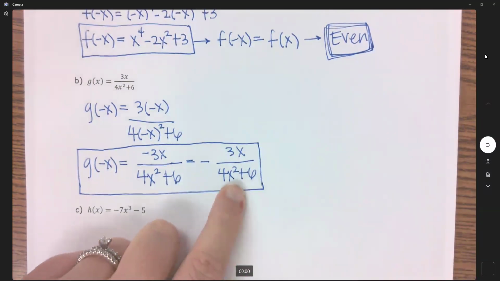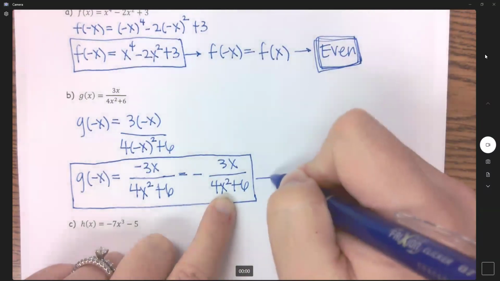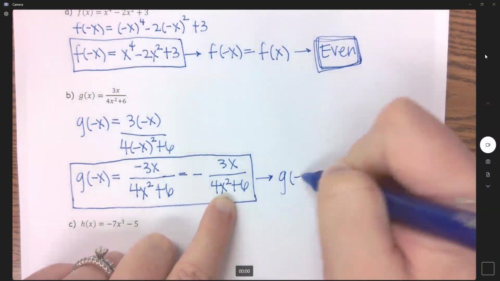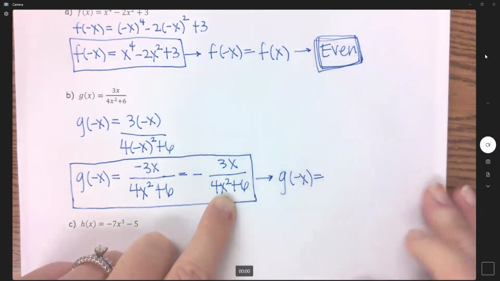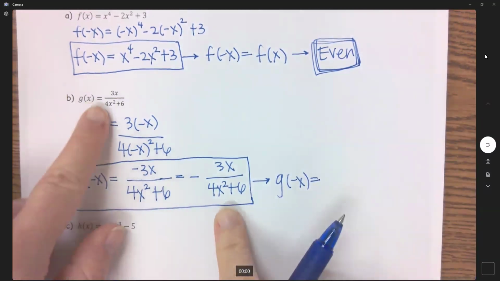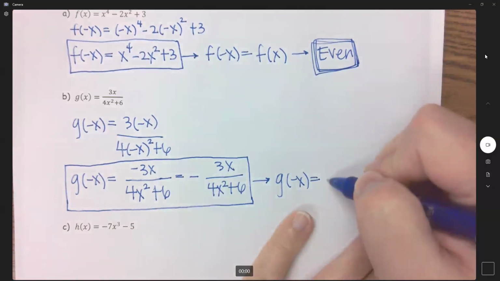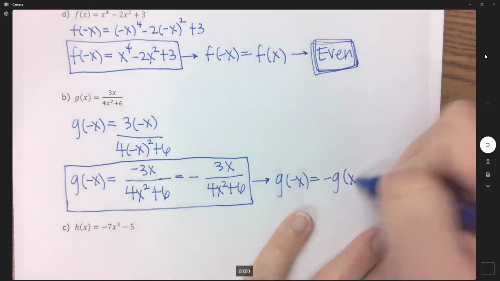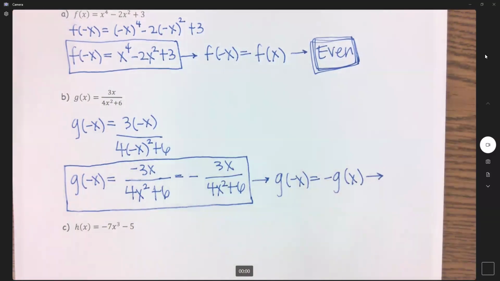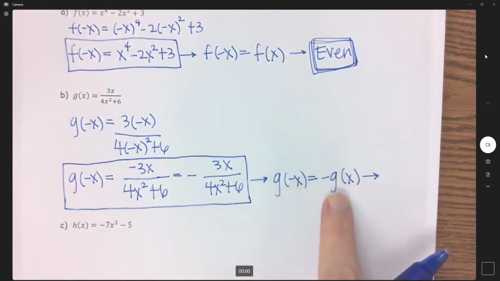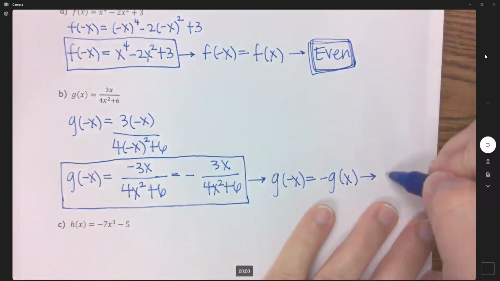Okay, so using this form here, I can see that when I plugged in a negative x, this is the exact same as this with that negative out front. I got negative g of x. So because when I plugged in a negative, I got the opposite of my function, that makes this odd.